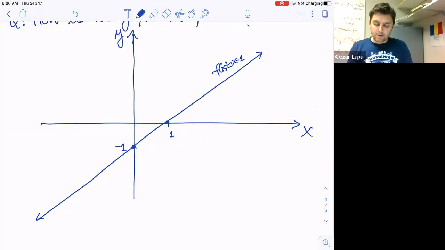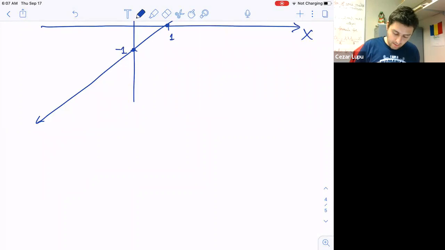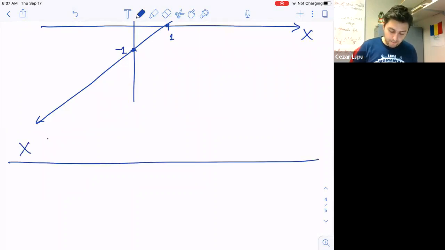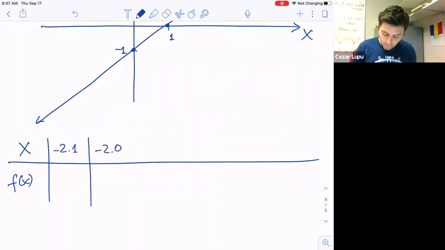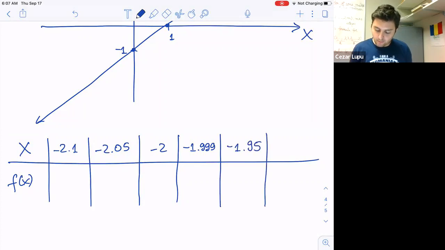All right. So this is what happens with rational functions if we are lucky and we can simplify them. But let's try also the numerical method as well. Let's draw the following chart. X and f of x. And now let's put some values here around -2: -2.1, -2.05, -2, then -1.999, then -1.95, and let's put another one just for the sake of -1.9. So as you can see, all these values are close to -2.